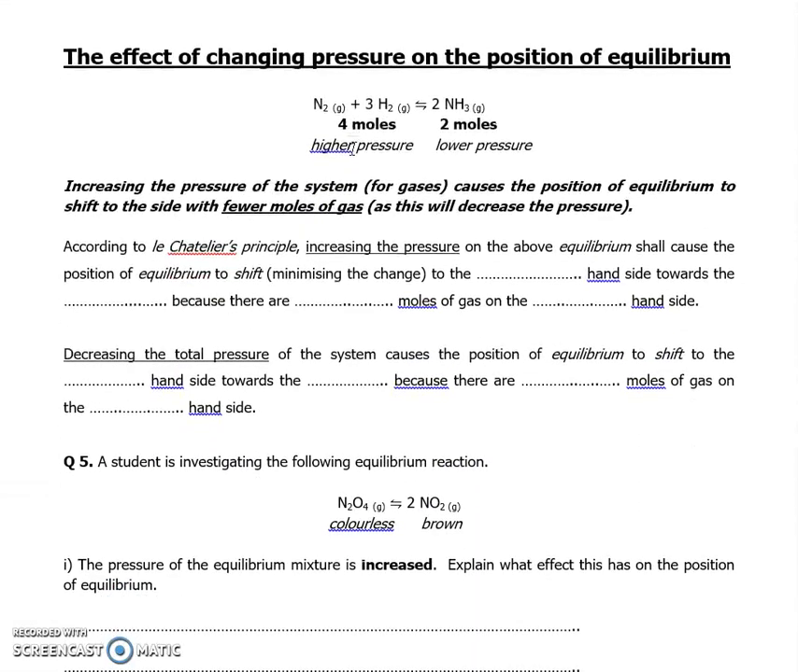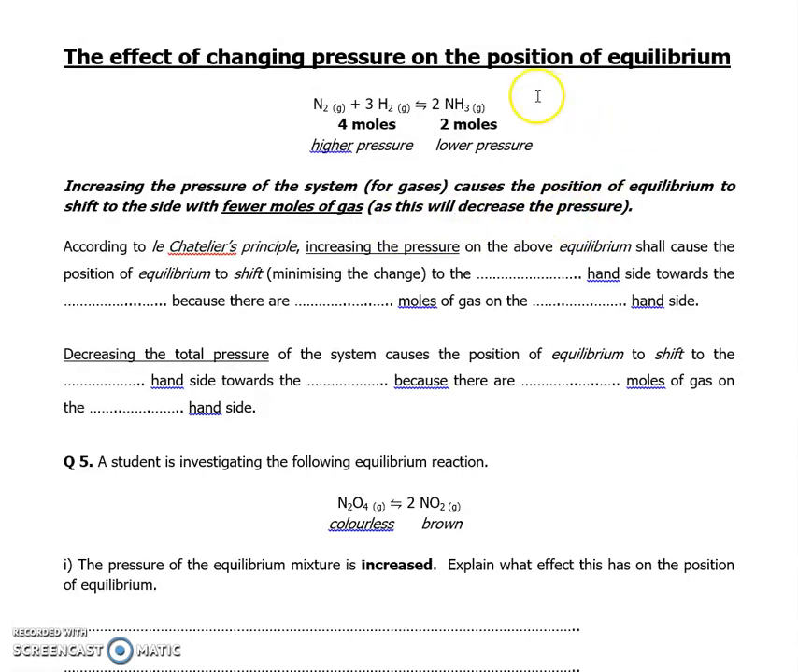Okay, if we've got gases, and again, the famous reaction you know with gases is the Haber process for making ammonia. If you increase the pressure of the system, this causes the position of the equilibrium to shift to the side with fewer moles of gas. Okay, because this will decrease the pressure.